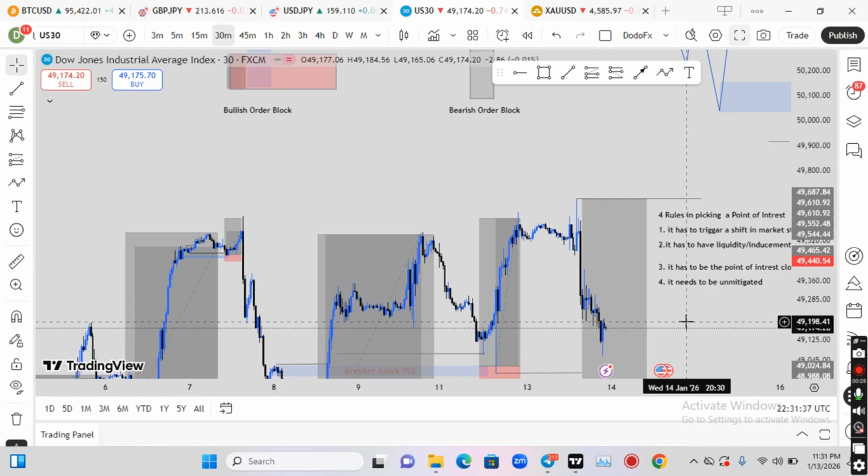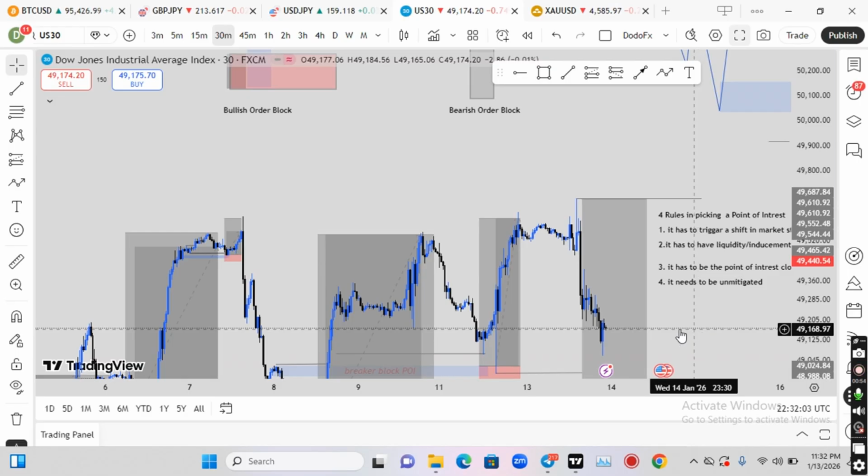I'm also looking deep into point of interest and liquidity, or inducement, which is the first pullback of a breaker structure or market structure shift. And we'll also look into point of interest, which is our POI. We also say that we have two types of point of interest: the order block point of interest and the breaker block point of interest.